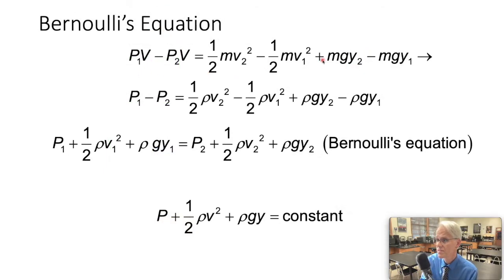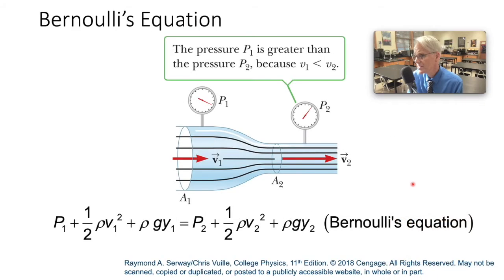Divide through by volumes, and these masses all become density. Density, density, density. This is Bernoulli's equation, and notice what this is saying. This is saying that the pressure plus this, which represents our kinetic energy, and this part, which represents our gravitational potential energy, is constant. One aspect of this is that when we have a lower velocity, we have a higher pressure. If we have a higher velocity, we have a lower pressure.